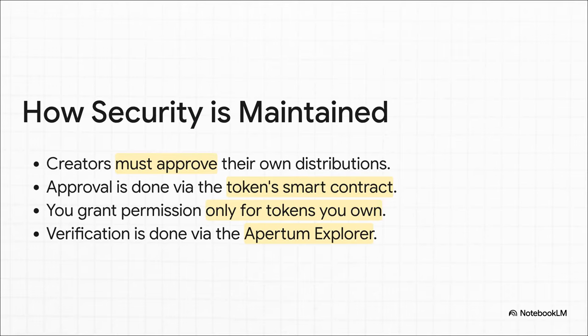So how does it actually maintain that control? Well, it all comes down to the magic of smart contracts. Instead of sending your tokens to Open Airdrop, you're just giving its smart contract permission to send them for you. You're basically saying, hey, you're allowed to send this much to these people, and that's it. And the best part? Every single move is publicly verifiable right on the Apertum Explorer, so there's total transparency.